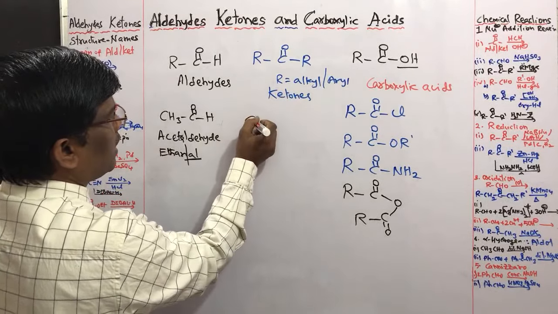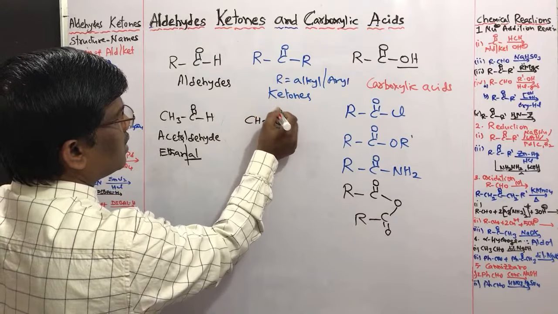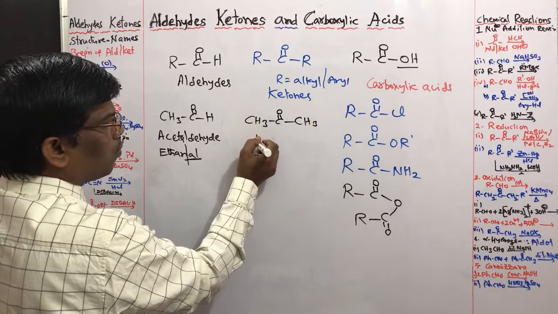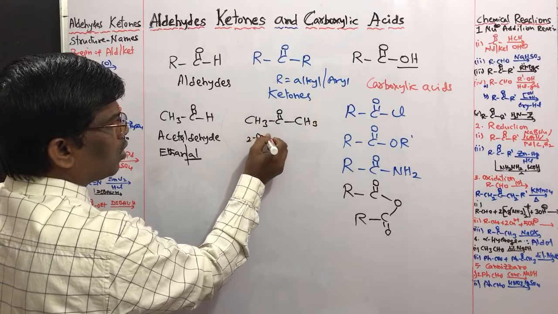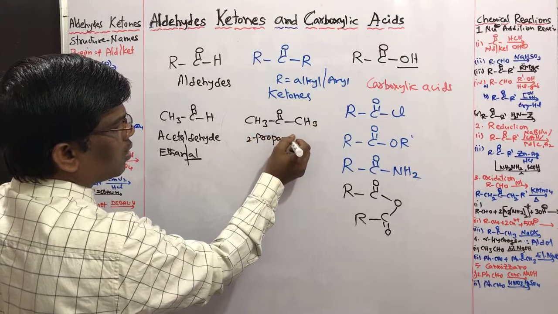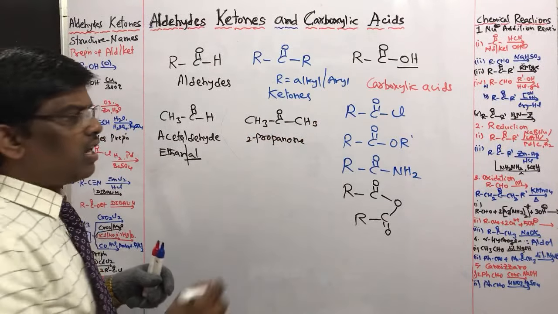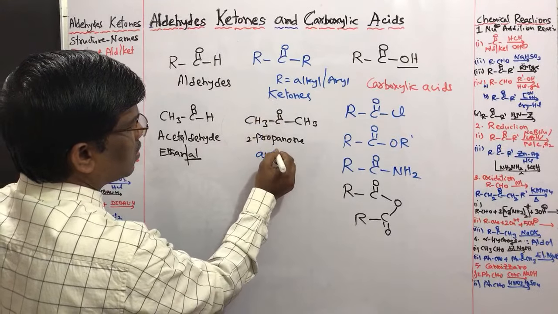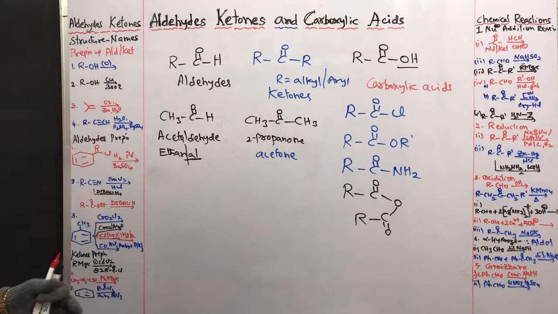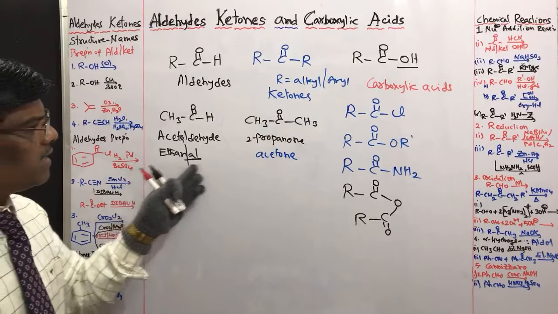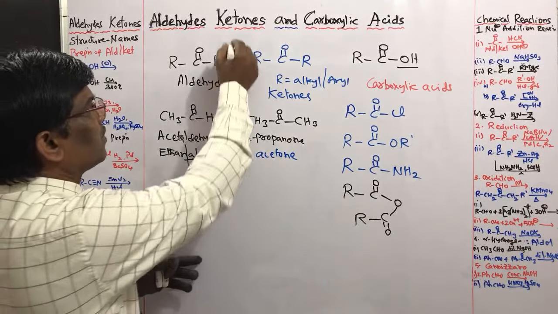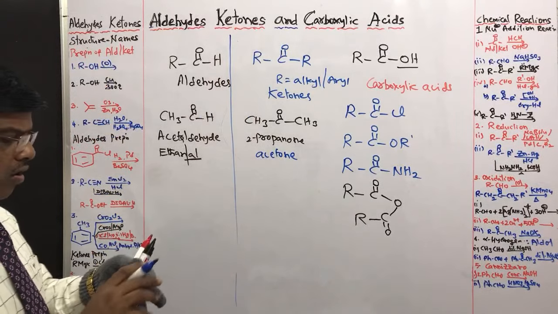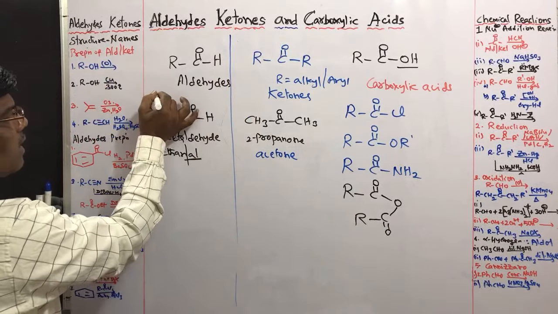For example, here this is 2-propanone, which is the IUPAC name, and the common name of this compound is acetone. So these are all aldehydes, these are ketones. So the common aldehydes or ketones we come across are here.